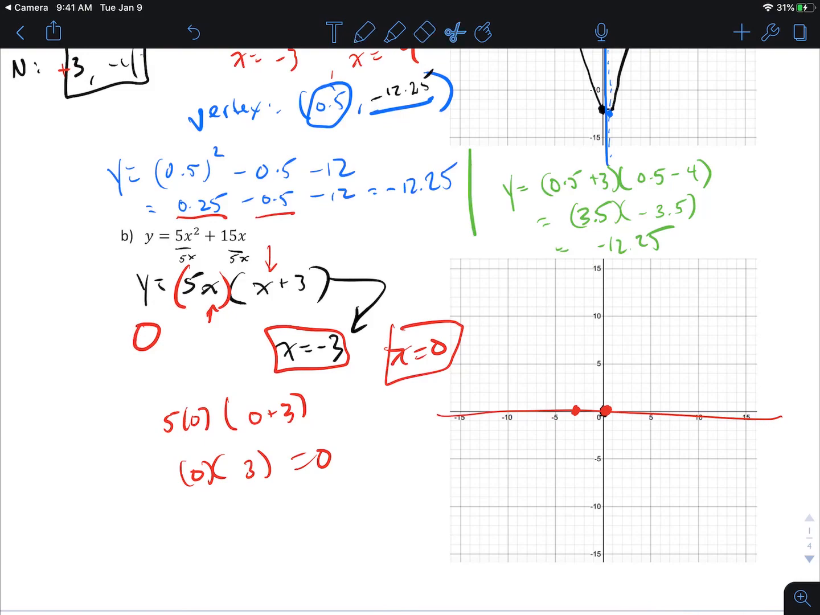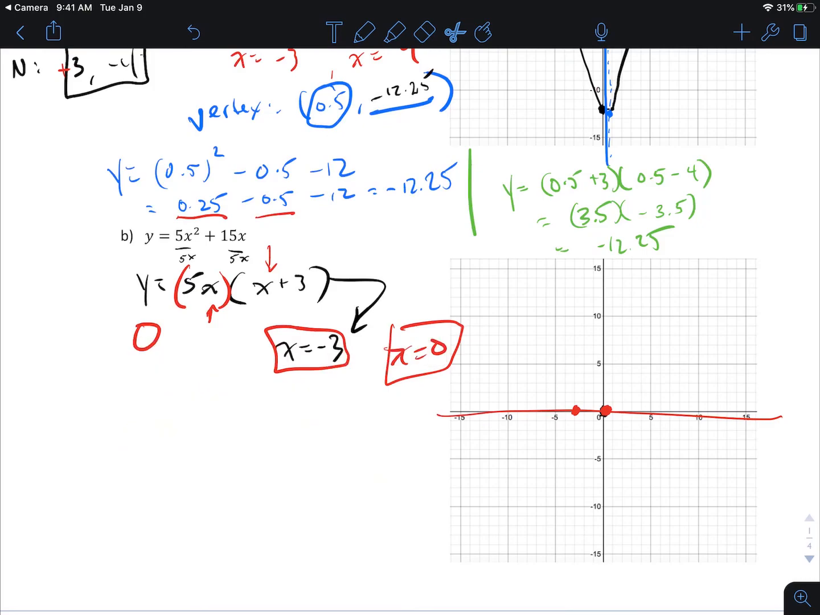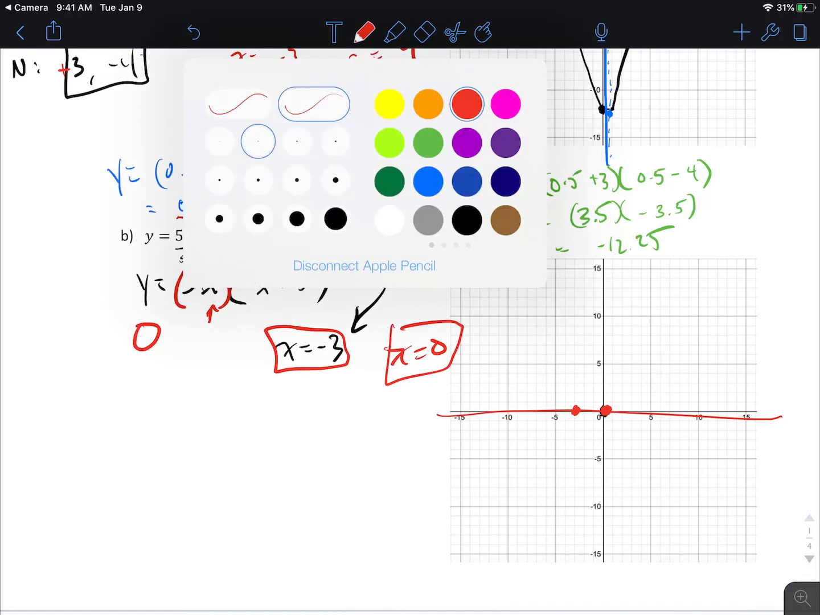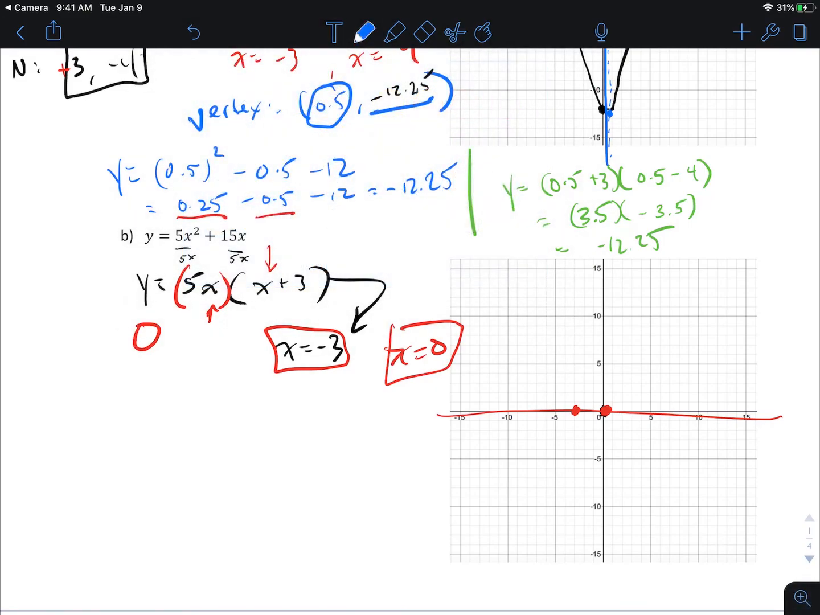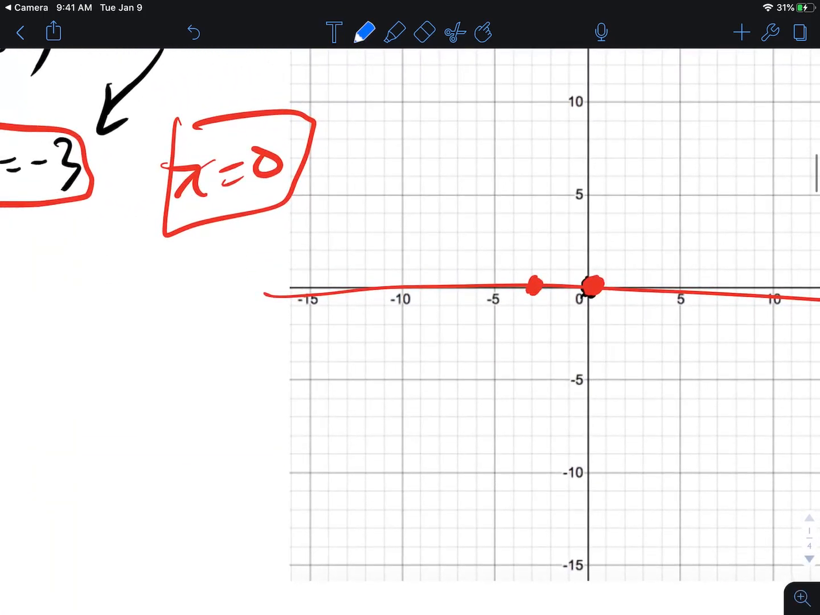So those are your two roots, right? Now you can go through the process of figuring out where the axis of symmetry is. You know the difference in the roots is 3, so it must be at 1.5, because 1.5 is the middle of 3. So it's at negative 1.5. Nope, that's at 1. Okay. We'll find negative 1.5.